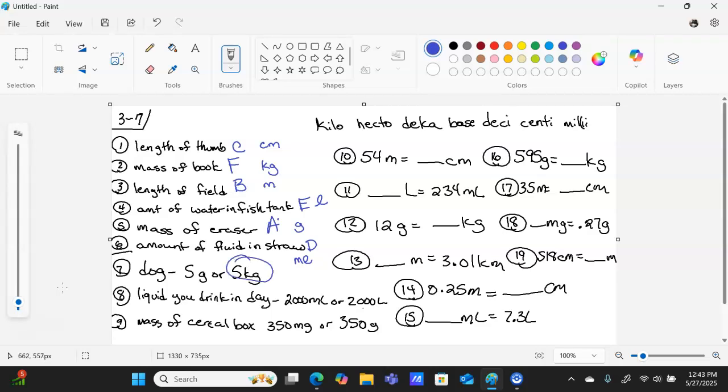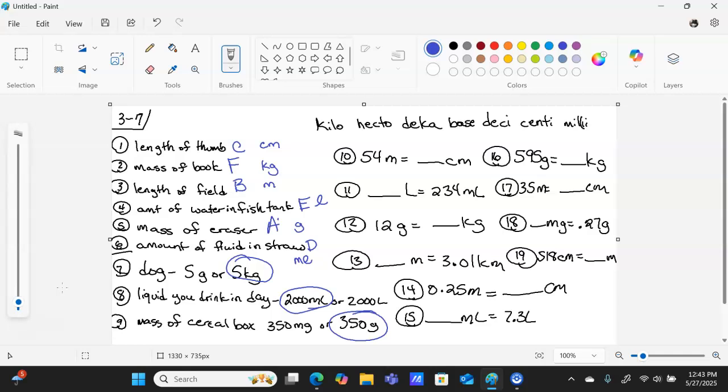Liquids you drink in a day. For something to visualize for a liter, think of a 2-liter soda. And so if you had 2,000 liters, you're drinking 1,000 of those in a day. So no, you're drinking 2,000 milliliters. A box of cereal, not in milligrams. A milligram is like a dust.